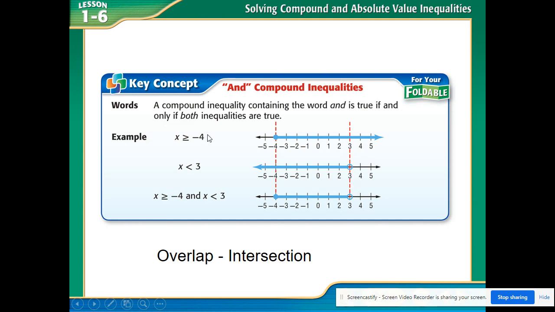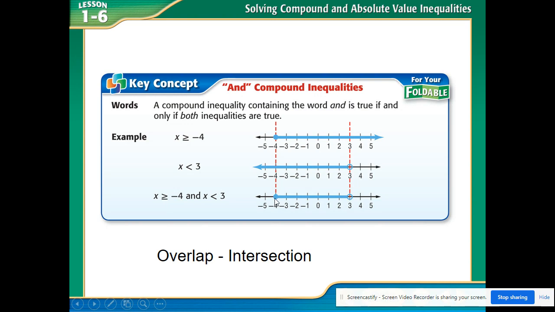And when you have an and statement, x is greater than -4 and x is less than 3, we have to go ahead and talk about where they overlap or where they intersect. This graph goes off to the right. This one goes off to the left. Where is the area that they overlap in? Where's the intersection? Where are all the numbers that are greater than -4 but less than 3? That's in this section here.